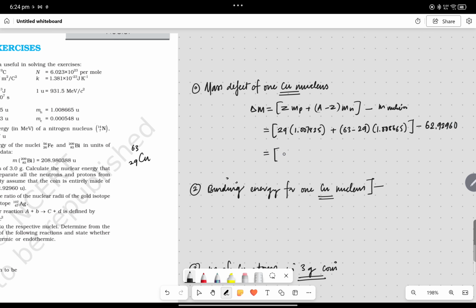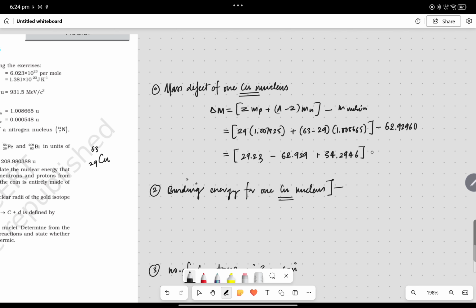So solving this will give you approximately 29.22323, then 34.2946, and then 62.929. And after doing this summation, you are going to get a value of approximately 0.592 U, right? So this is the mass defect, in atomic mass units.